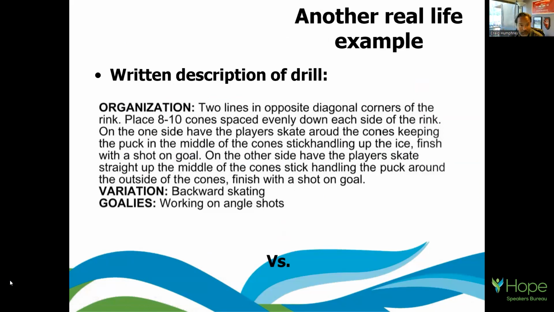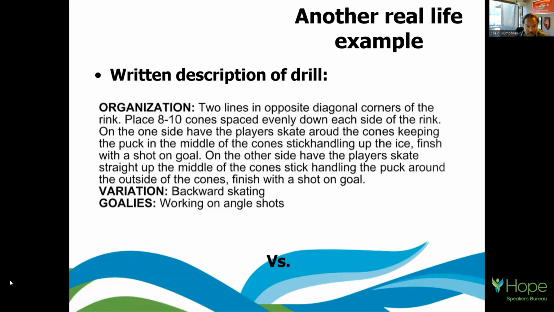We've got some software. So here's a written description of the drill. Two lines in opposite diagonal corners of the rink. Place 8 to 10 cones spaced evenly down each side of the rink. On one side, have the player skate around the cones, keeping the puck in the middle of the cones, stickhandling up the ice, finish with a shot on goal. On the other side, have the player skate straight up the middle of the cones, sticking the puck around the outside of the cones, finish with a shot on goal. I'm like, okay, I'm trying to visualize this in my head.